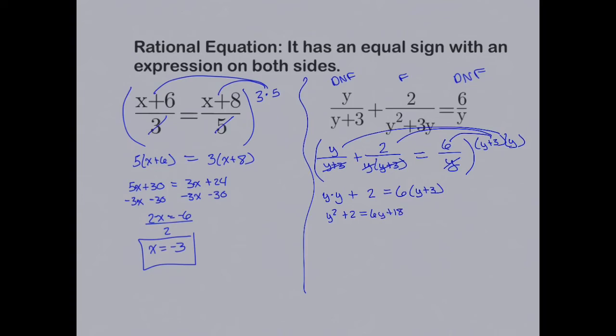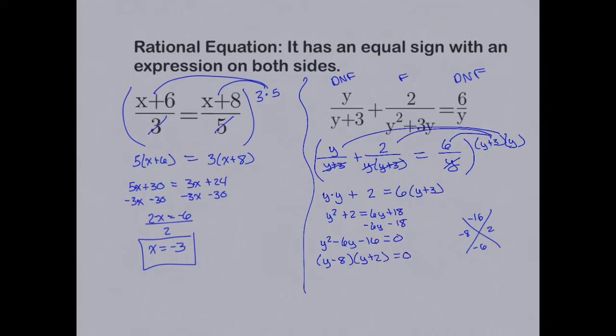Okay, this is a quadratic, so we need it to be equal to 0. So we're going to subtract the 6y and the 18 over. So we got y squared minus 6y, and then 2 minus 18 is going to give us negative 16 is equal to 0. So now we're looking for factors of negative 16 that are going to add up to negative 6. That would be negative 8 and 2. So this becomes y minus 8 and y plus 2.